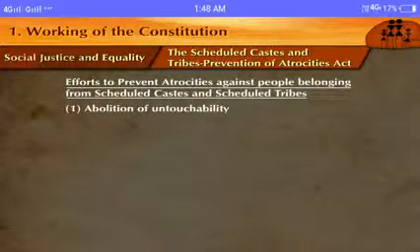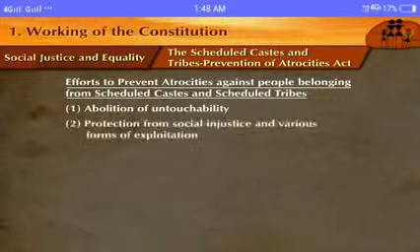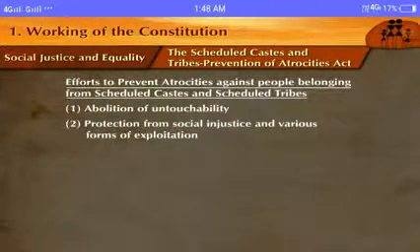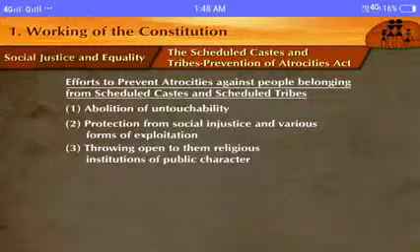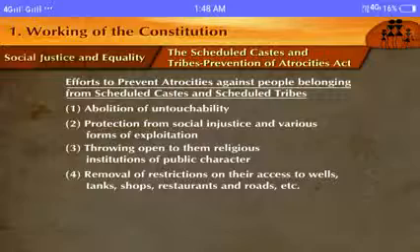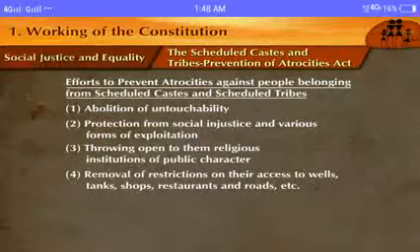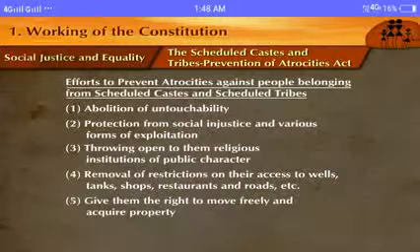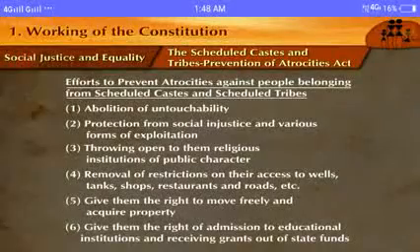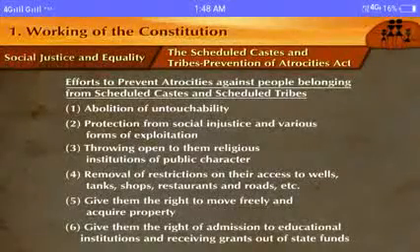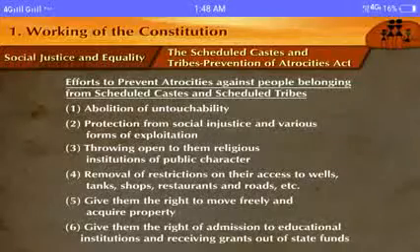1. Abolition of untouchability. 2. Protection from social injustice and various forms of exploitation. 3. Throwing open to them religious institutions of public character. 4. Removal of restrictions on their access to wells, tanks, shops, restaurants and roads, etc. 5. Give them the right to move freely and acquire property. 6. Give them the right of admission to educational institutions and receiving grants out of state funds.